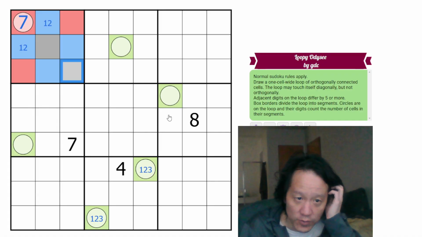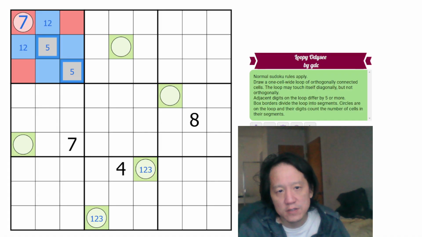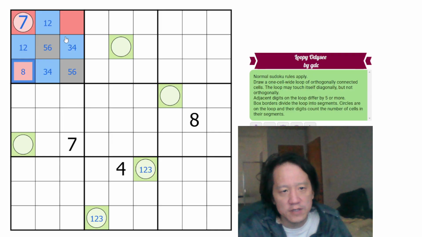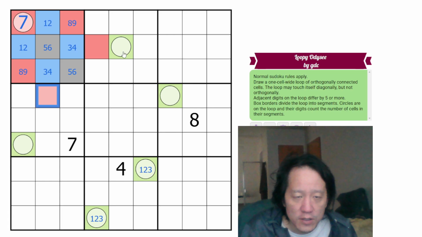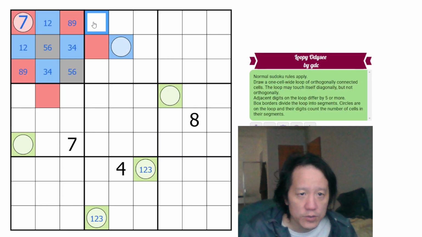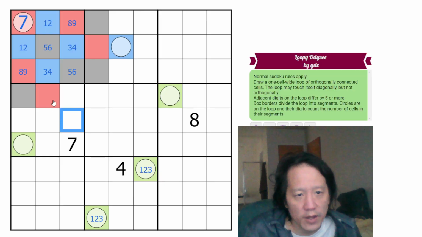This is not part of the loop. So these are 5 and 6. And therefore, this is 3 and 4, and this is 8 and 9. So this one continues on here, and this one continues on here. This is part of the loop, therefore it's a low, and it must be connected. So these cannot be part of the loop, and these cannot be part of the loop. Actually, this one could. But this one can't because it has to go this way. Okay, so this one could go like that.